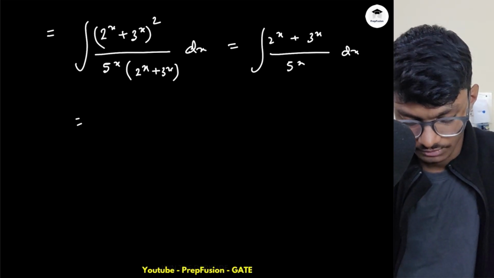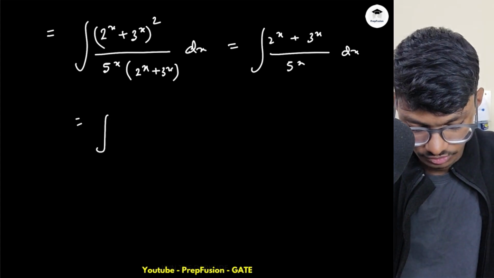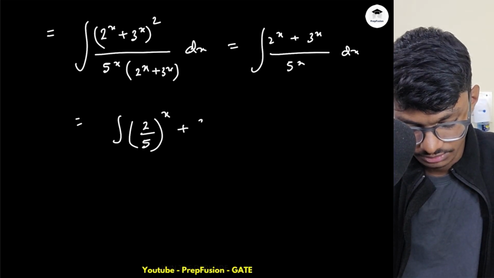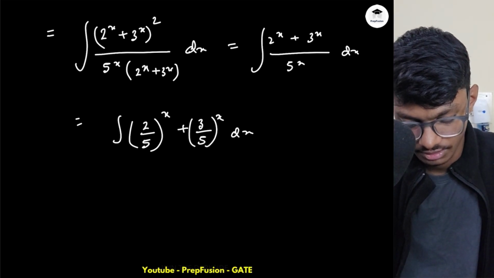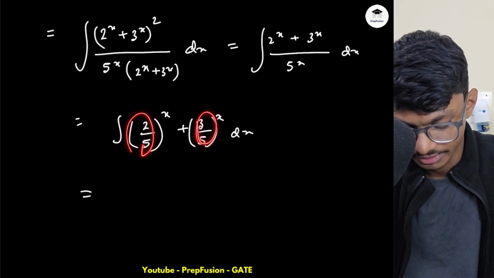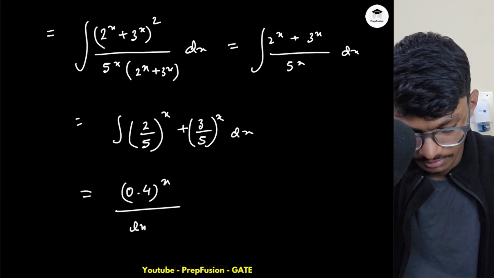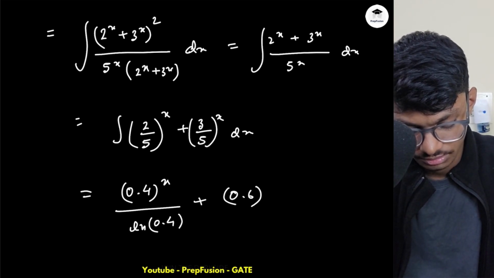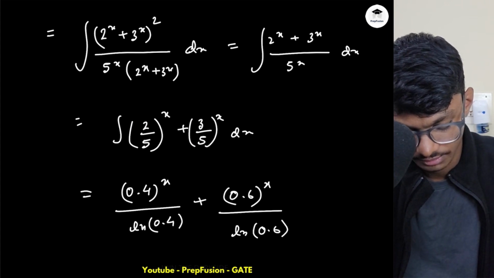Now I can again use the superposition. So this will be the integral of 2 by 5 raised to power x plus 3 by 5 raised to power x dx. Obviously this is the same formula. So this is 0.4 and this is 0.6. So this is 0.4 raised to power x divided by ln of 0.4, plus 0.6 raised to power x divided by ln of 0.6.